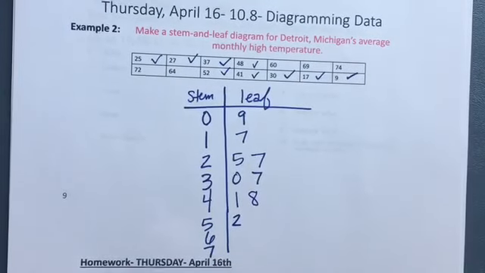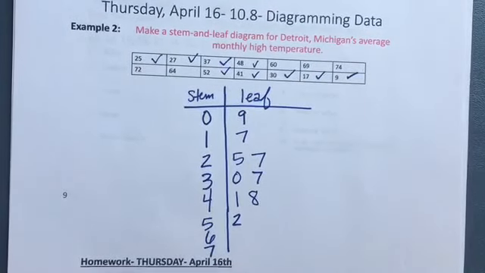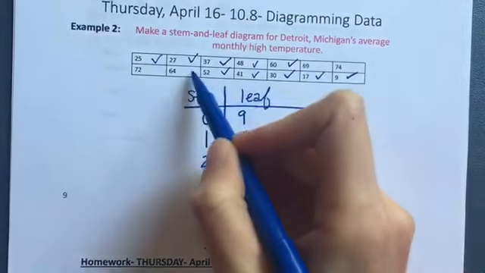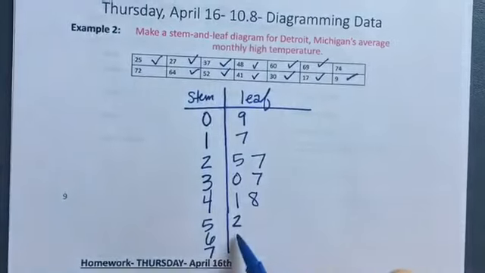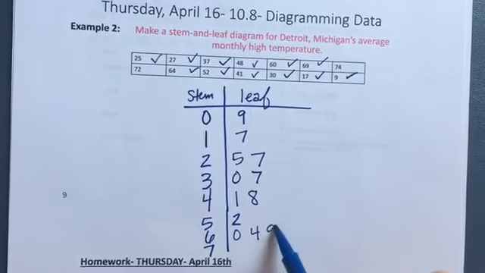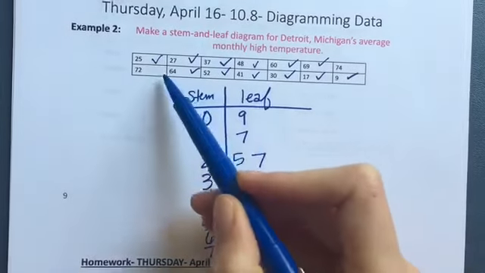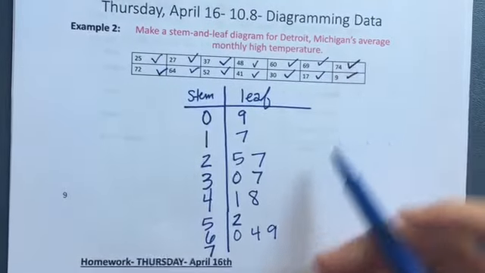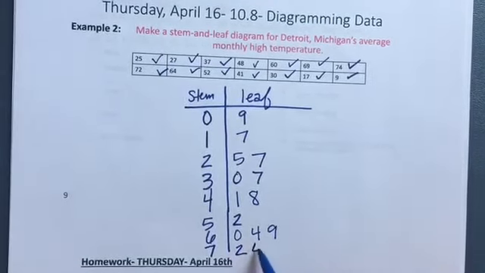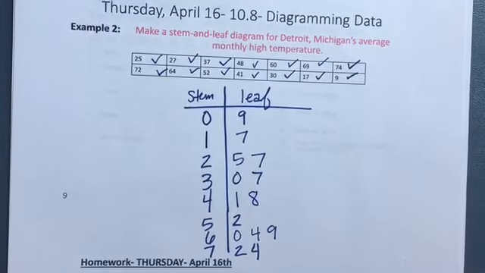That means 52. Then we have our 60s. Fill those in. Well, we have 60, 64, and 69, so I'll put a 0, a 4, and a 9. And then lastly, we have our 70s, and I have 72 and 74. And again, I check those off just to make sure I don't forget a number. And there you have a stem and leaf graph.